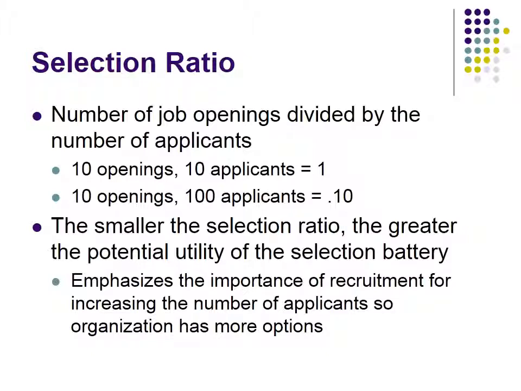The selection ratio is the number of job openings divided by the number of applicants. If you have 10 openings and 10 applicants, 10 divided by 10 is 1. That's basically a selection ratio of 1.0. You are hiring 100% of the people that apply. If you have 10 openings and 100 applicants, 10 divided by 100 is 0.10, or 10%. You're only hiring 10% of the people that apply.